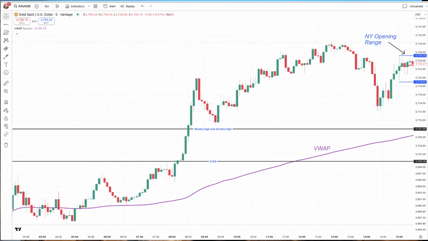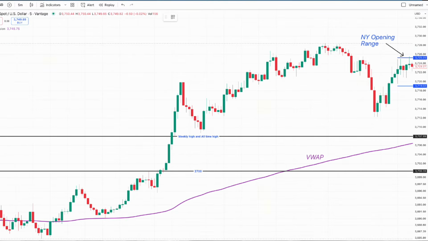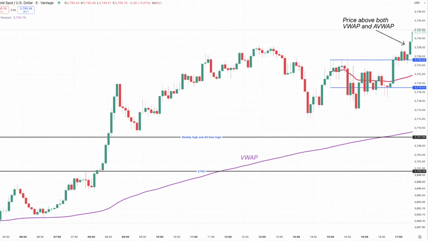So first, you'll mark the New York opening range, the first 15 minutes. You'll then anchor a VWAP to either the New York Open or to the breakout candle. I will add it to the New York Open. Your long bias is valid if price is above both the anchored VWAP and the opening range high, or above the previous day's high with the anchored VWAP stacked underneath it. And of course, if you want to go short, just flip the logic.